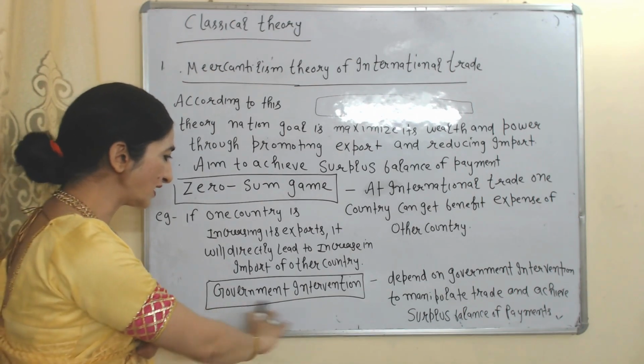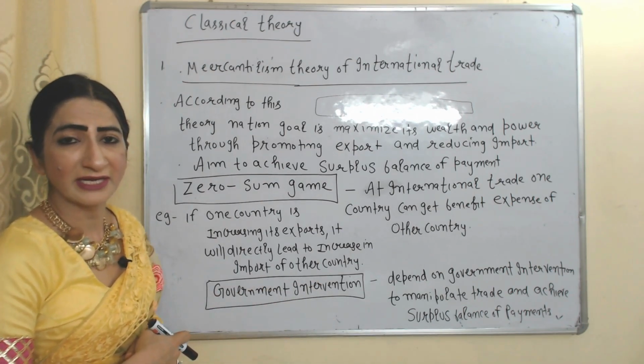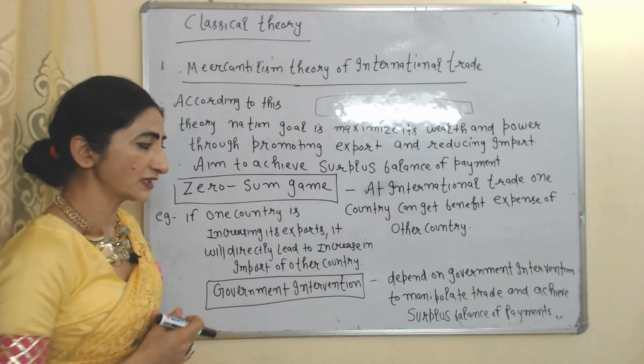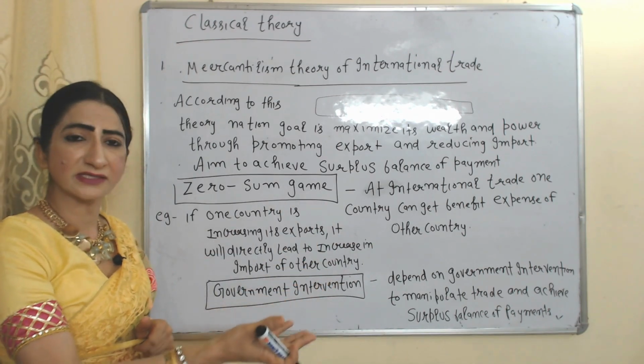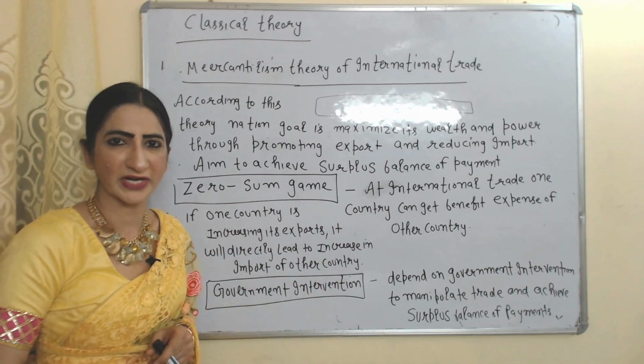And this theory believes in government intervention. That means this theory depends on government intervention to manipulate trade patterns and achieve a surplus balance of trade.